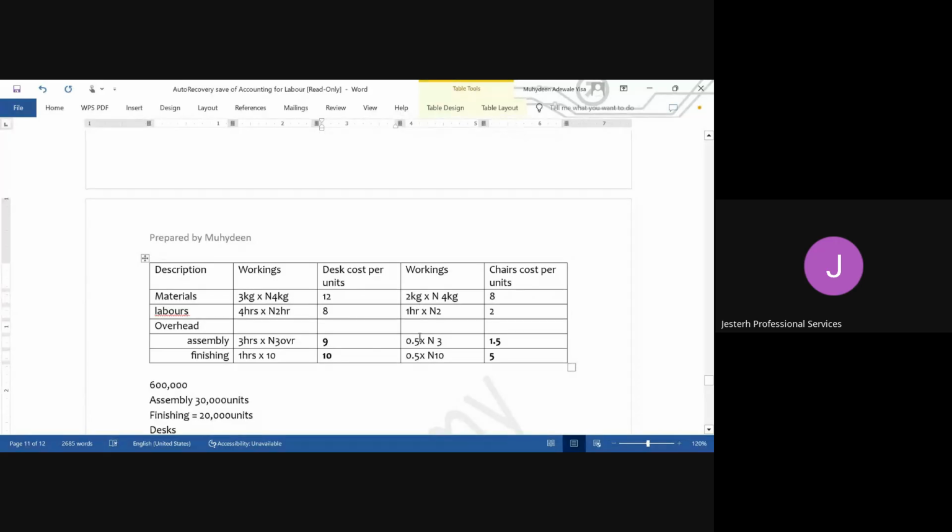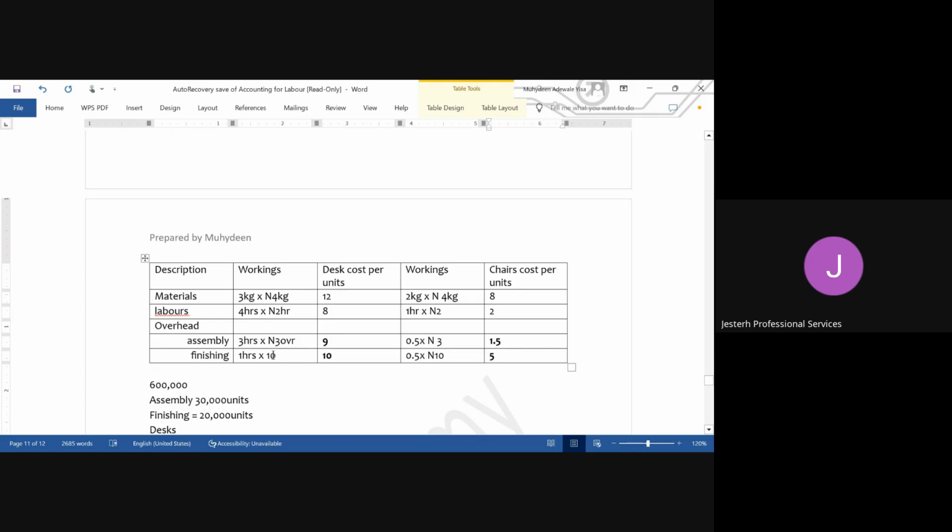Now we move forward. They say we have 1 hour to produce a chair, but 30 minutes of it goes to assembly, and 30 minutes goes to finishing. Since we have already allocated 3 naira per overhead, 30 minutes, or 0.5, multiplied by the 3 naira means that for every chair they process in the assembly department, they will allocate 1 naira 50 kobo to them. And then the same thing comes to finishing.